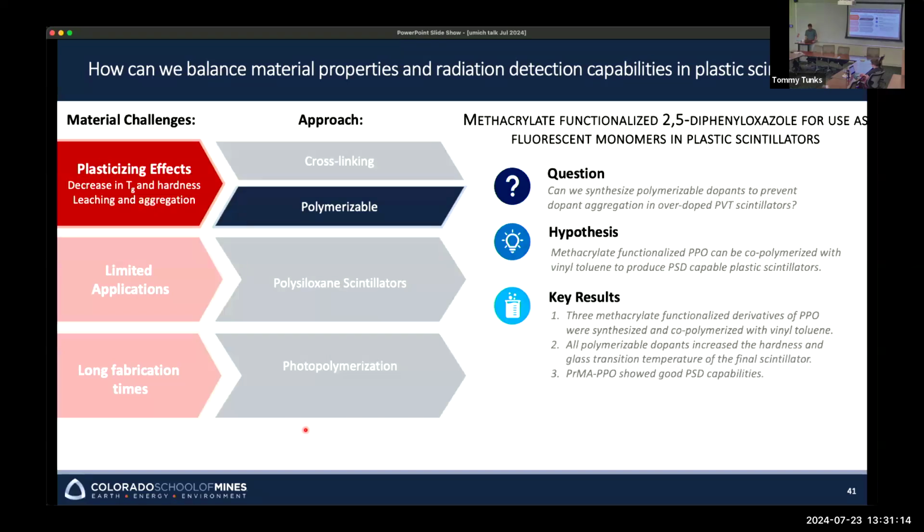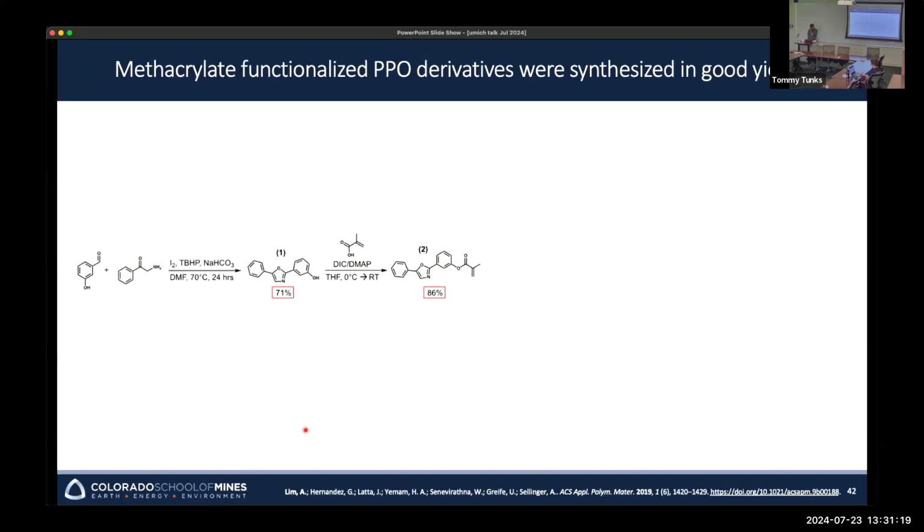And again, the results are that yes, we could do that, and it worked pretty well. And so this is where all the chemistry comes in. So this is PPO. We knew that PPO is the dopant that everybody uses, so we wanted to work with PPO first. So we figured out a way to make PPO with an OH group on it. Once it has an OH group on it, then that is a site where we can put a functional group. So in that case, we put this methacrylate group. So now this is PPO here, and it's methacrylate here.